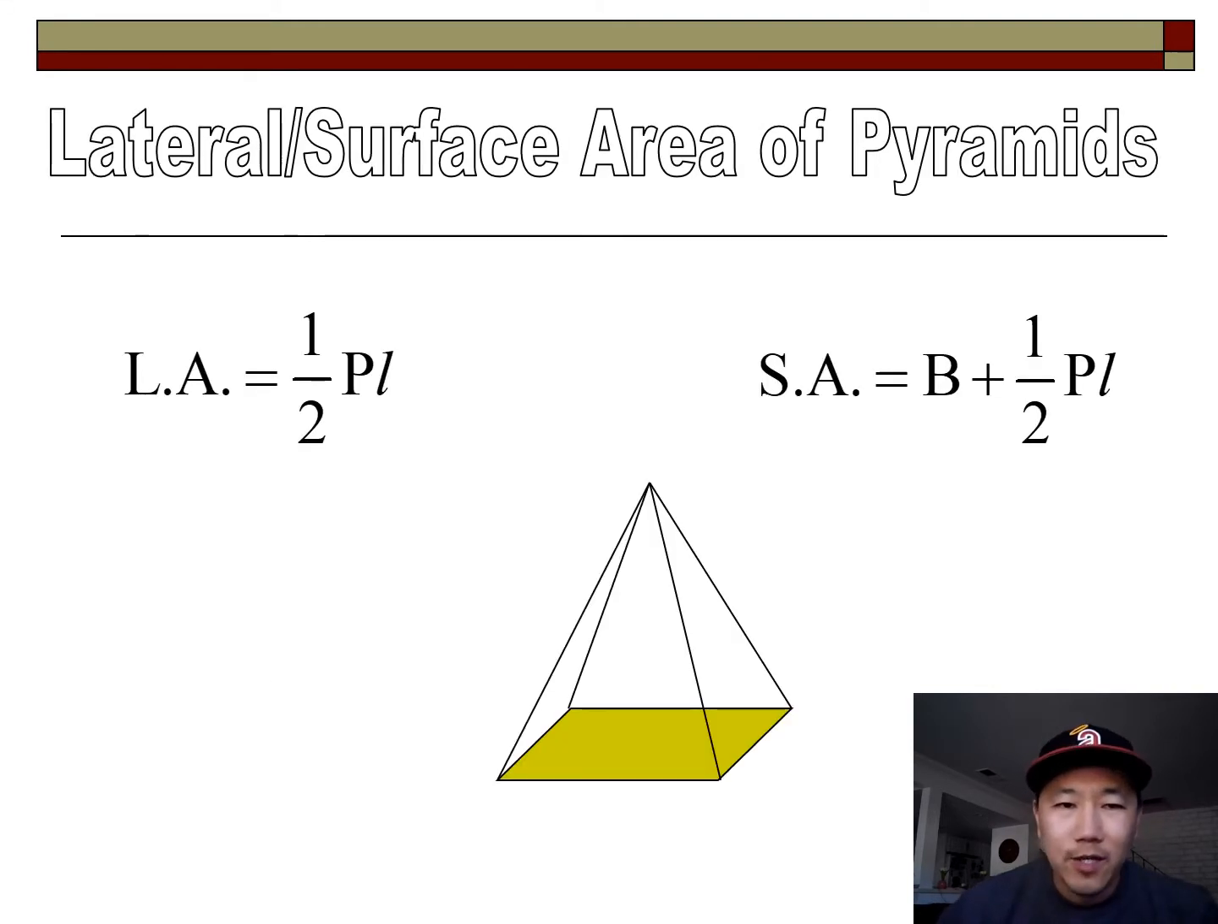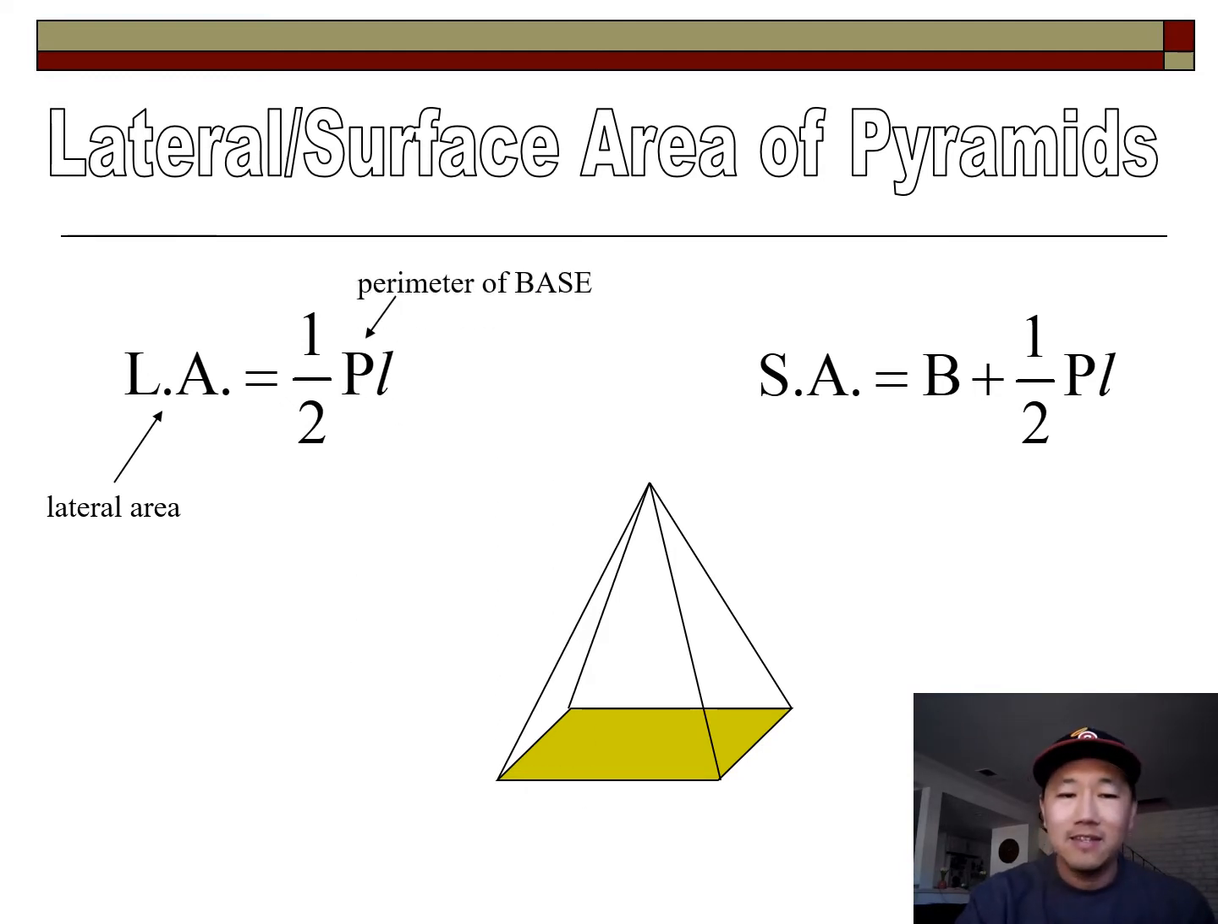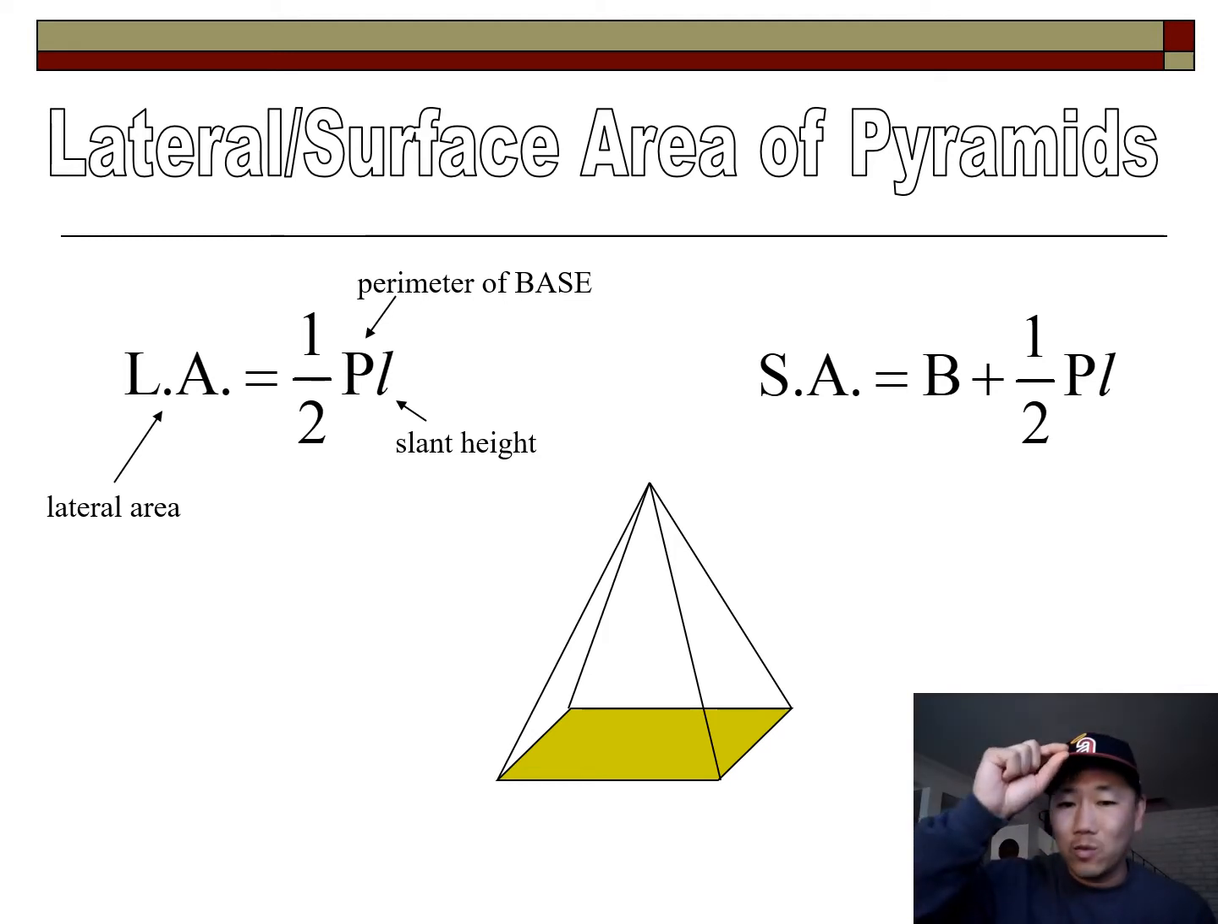All right, so here are the formulas for lateral area and surface area of pyramids. The LA, of course, stands for lateral area. The P is the perimeter of the base, so the distance all the way around the base. And then the fancy L, this one's important. It is called the slant height. It's the one where if you were to sit at the top and then slide down the middle of the side, the slant height. Okay, so that's important.